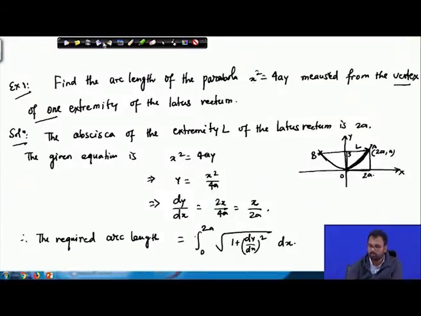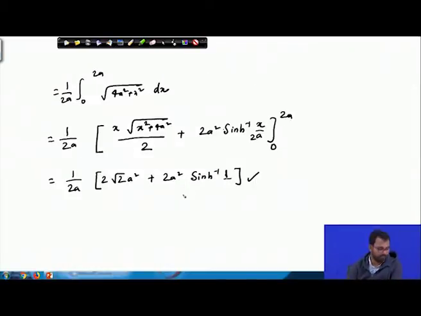So you see the given parabola here was of inverted shape, and we were asked to measure the length from the vertex to one of the extremities of the latus rectum. So this is the latus rectum, and the extremity point is at 2a, and from there we can calculate the length by integrating from 0 to 2a, and we use this formula. That will give us the required arc length of the given parabola.